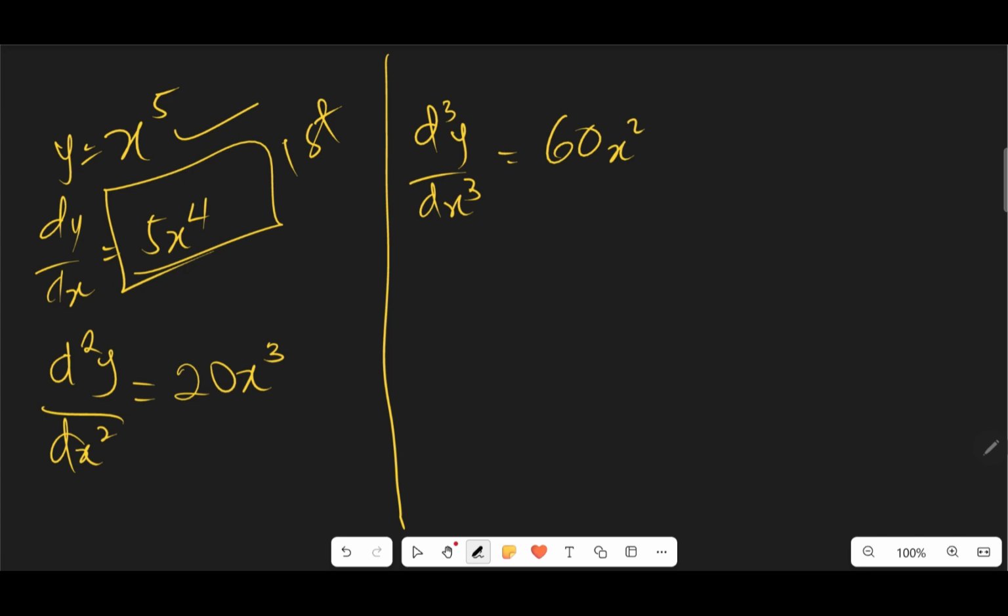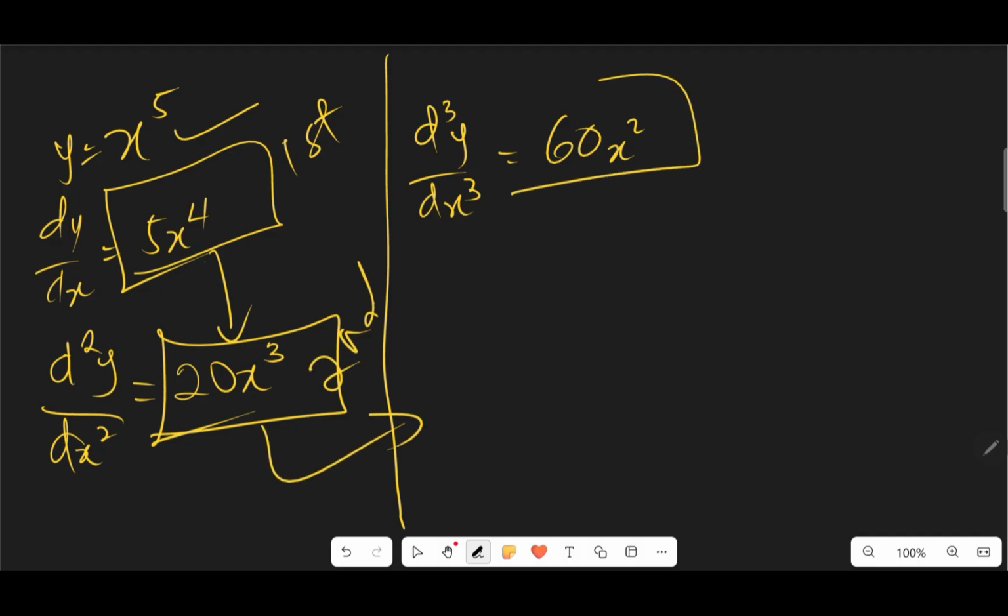Okay, the first derivative. And I differentiated this one again, and I got this. We call it the second derivative. And I differentiated this one again, and we got this. And what will we call it? The third derivative. So if the question asks you to find the second derivative, it means differentiate 2 times. If the question asks you to find the third derivative, it means differentiate 3 times.